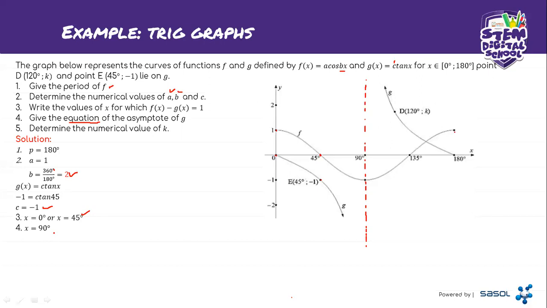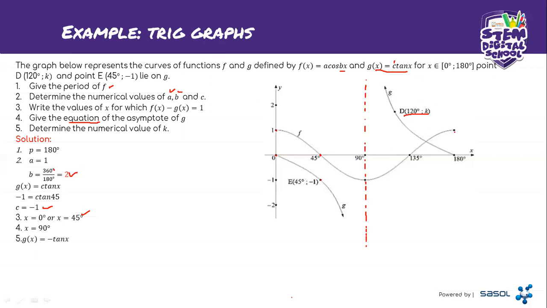The last question: determine the numerical value of k. Where is k? You can see k is from this point here, and that point is on the tan graph. So you are going to take these points and substitute them into this graph of g, so that you can determine the value of k.